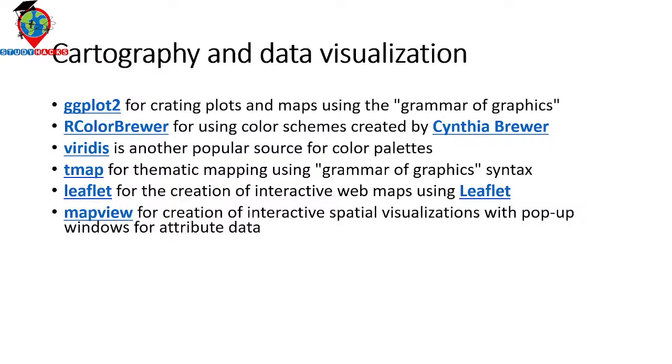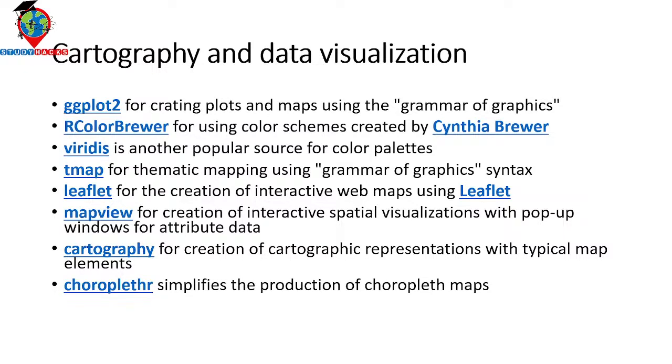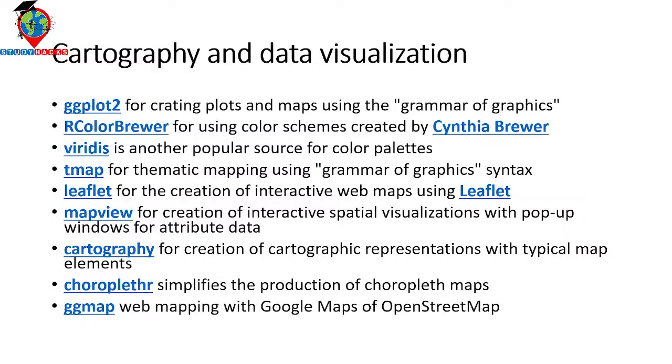As well as mapview, it's another package. It's used for creation of interactive spatial visualization with pop-up windows for attribute data. It also helps you to create web maps with pop-up windows for attribute data. Also cartography, another package, for creation of cartographic representation with typical map elements. As well as choroplethr, which simplifies the production of choropleth maps. ggmap is mainly used for web mapping with Google Maps and OpenStreetMap.